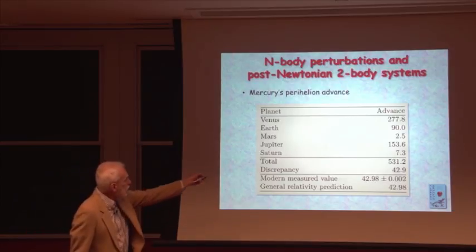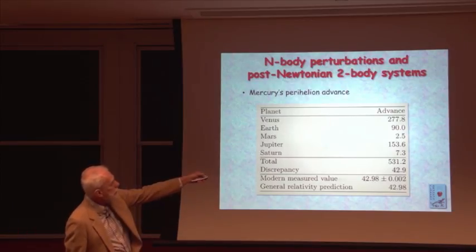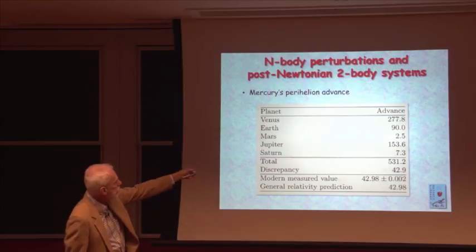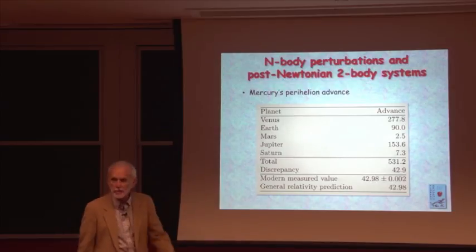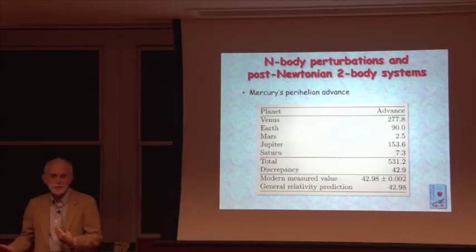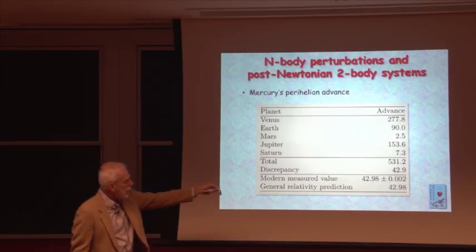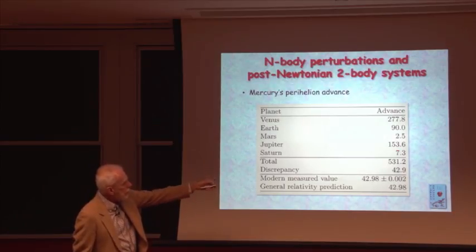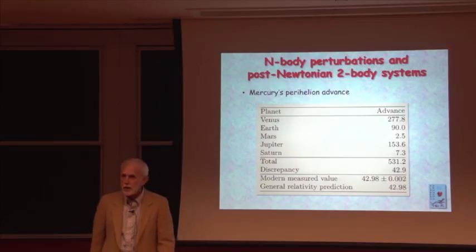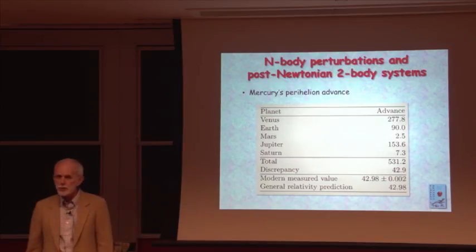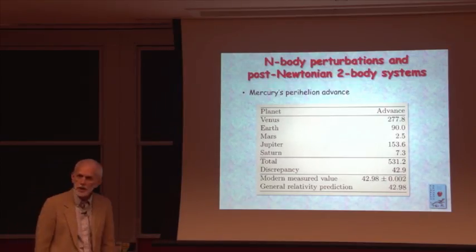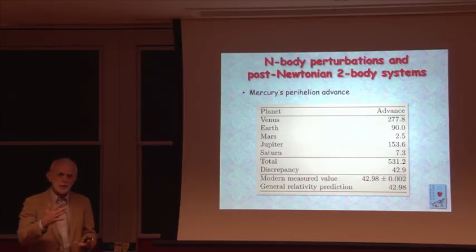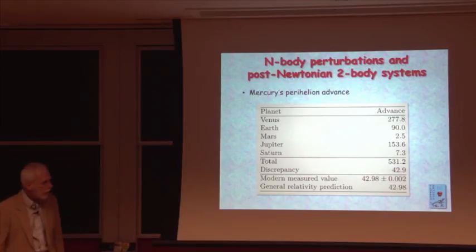So Venus contributes 277 arc seconds per century, Earth 90, Mars, and so on. Jupiter contributes a big amount because though it's further away, it's much more massive. Saturn 7.3. You add them up, and you get 531 arc seconds, which disagreed with the observed amount of 575. The difference was, in modern language, 42 arc seconds per century.